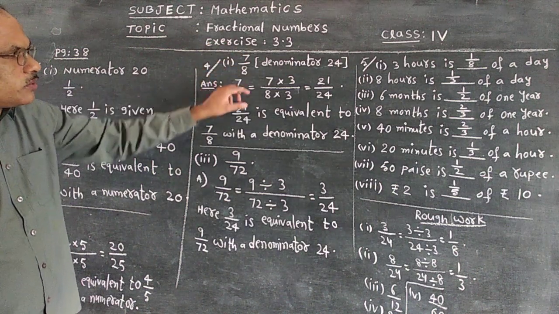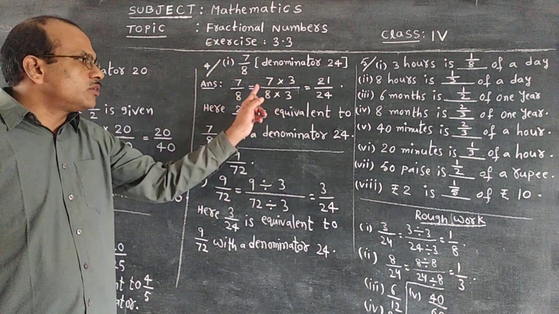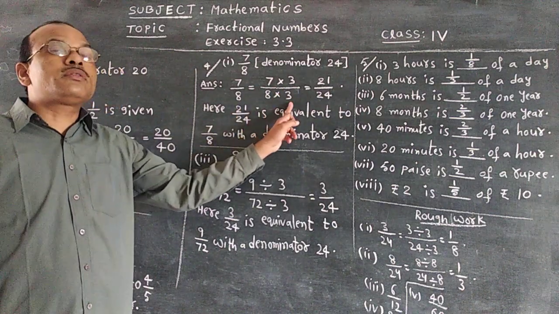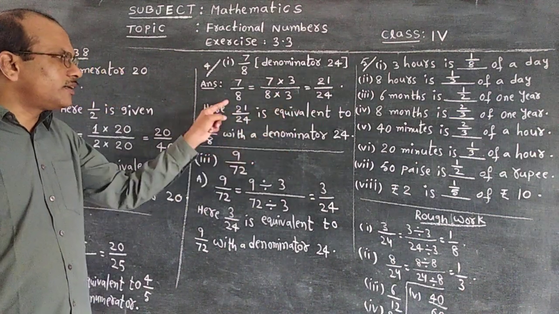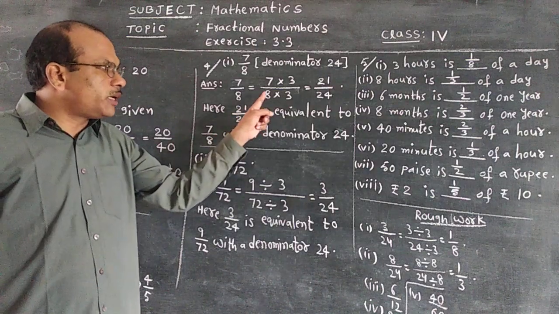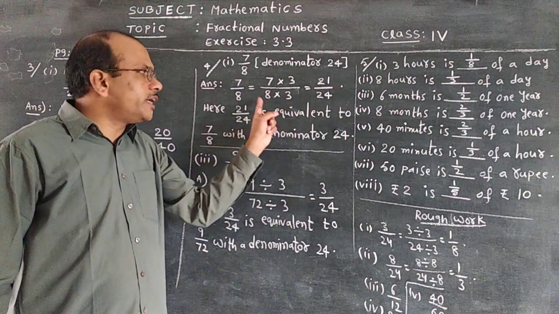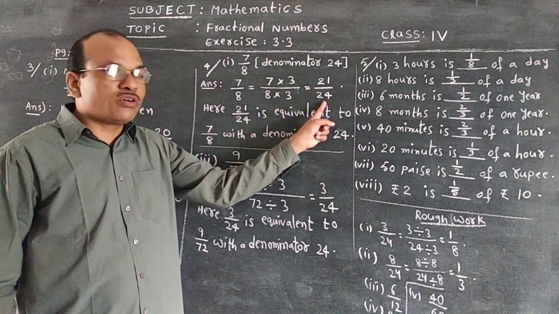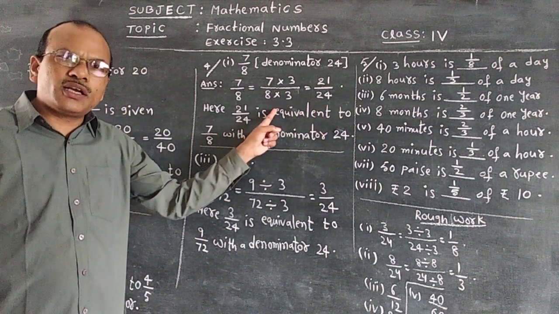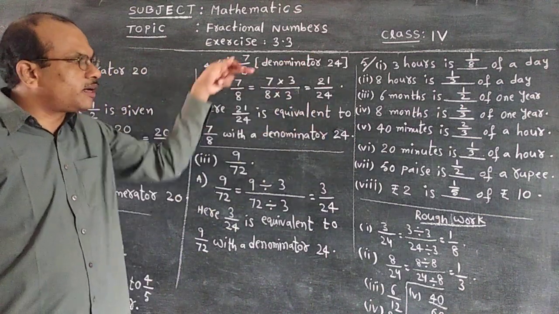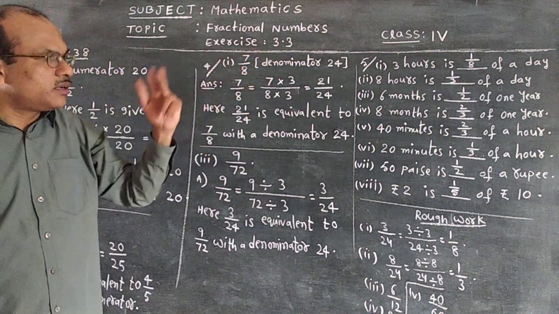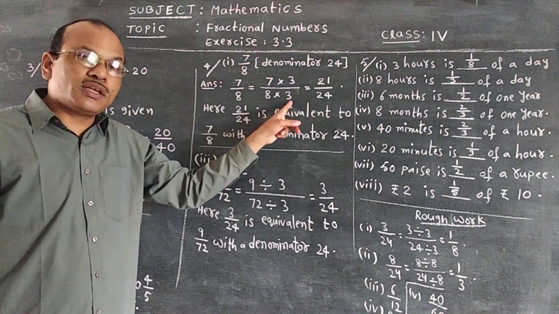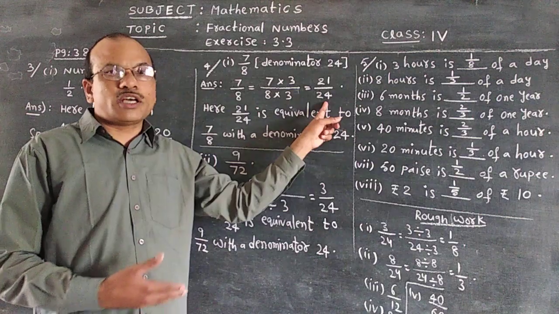That is equal to 7 into 3 by 8 into 3, I have written. Why? Because here 8 is given. 8 should multiply with 3 only. Then 8 threes are 24. Why should we multiply with 3? Because we want to show denominator 24. That's why 8 should multiply with 3. 8 threes are 24, we are showing.